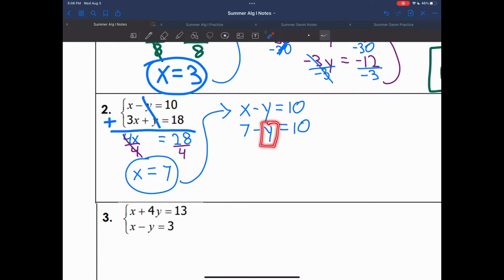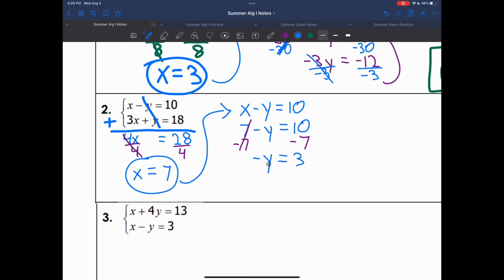So we always look at the thing furthest from it. We want to get rid of that guy. It's a positive 7, so we get rid of it by subtracting 7. 7 minus 7 goes to 0. Don't forget, this negative is with the y, so you've got to bring down negative y equals, over here it's just 10 minus 7, so just 3.